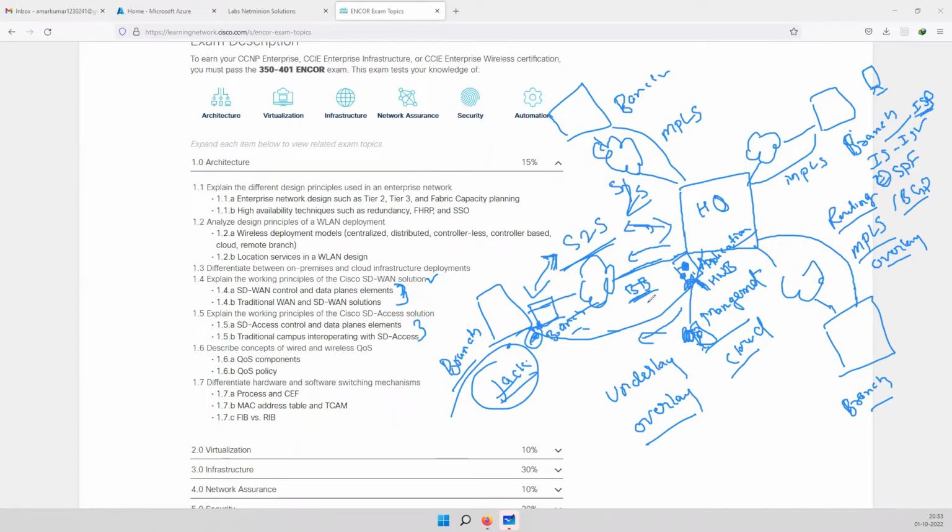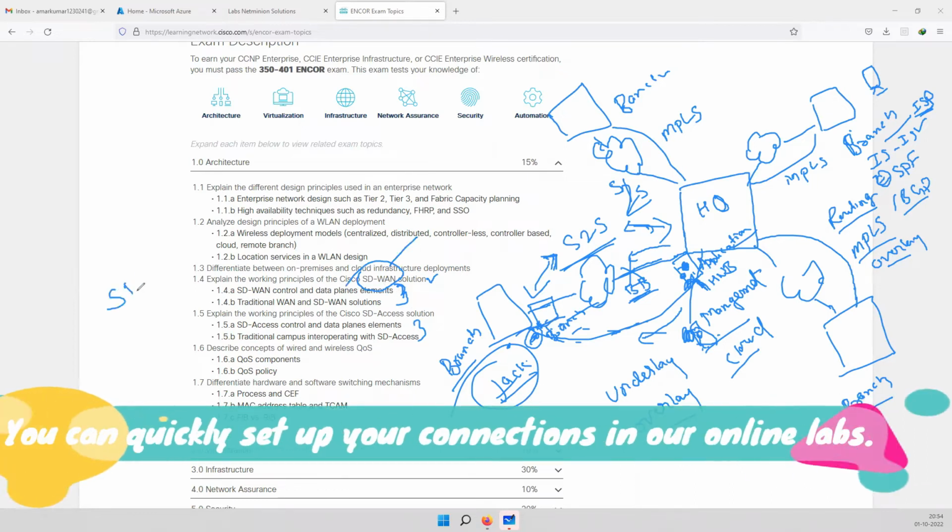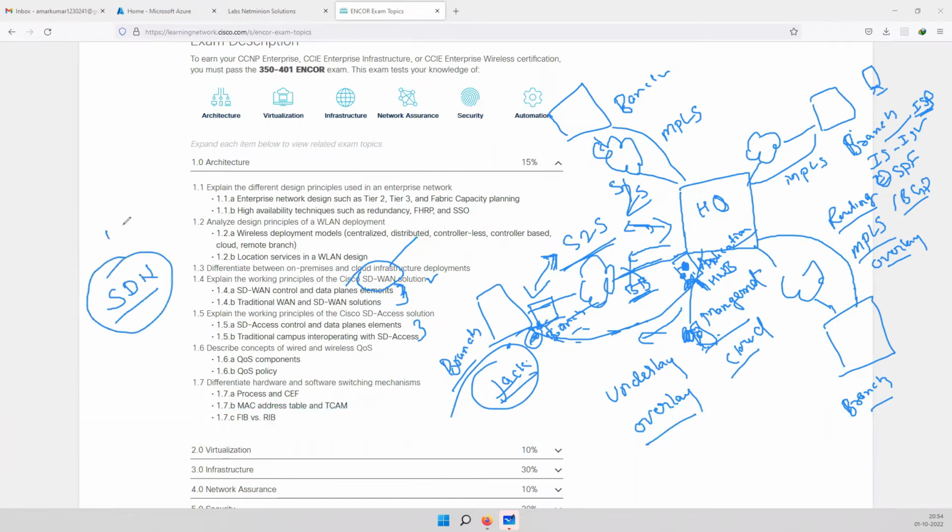Now what is happening? If this connection breaks but the branch still has an internet connection, I can manage this device from the cloud portal. That's the benefit of SD-WAN. This is known as software-defined WAN. Like we have SDN, software-defined networking, which is for LAN, we have SD-WAN, software-defined WAN. And we have different solutions.